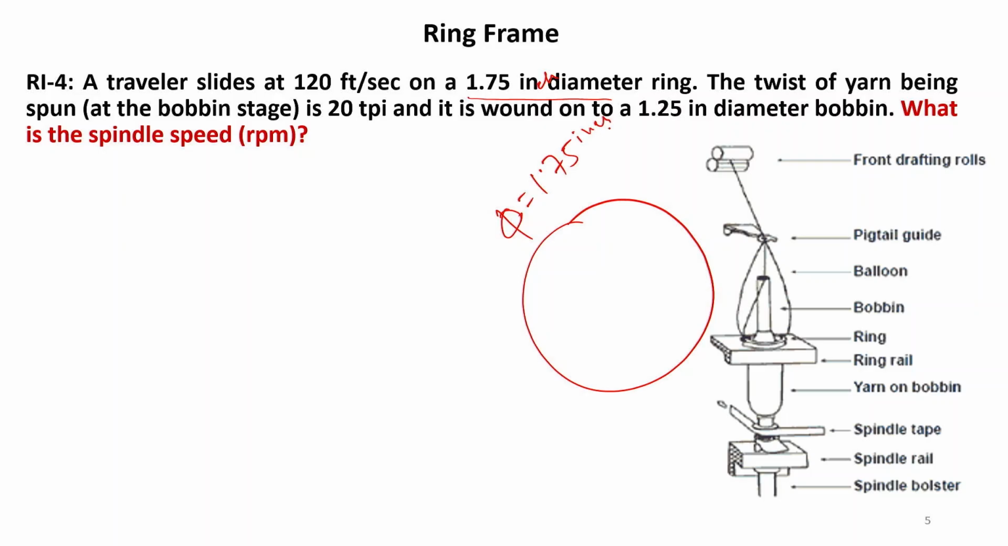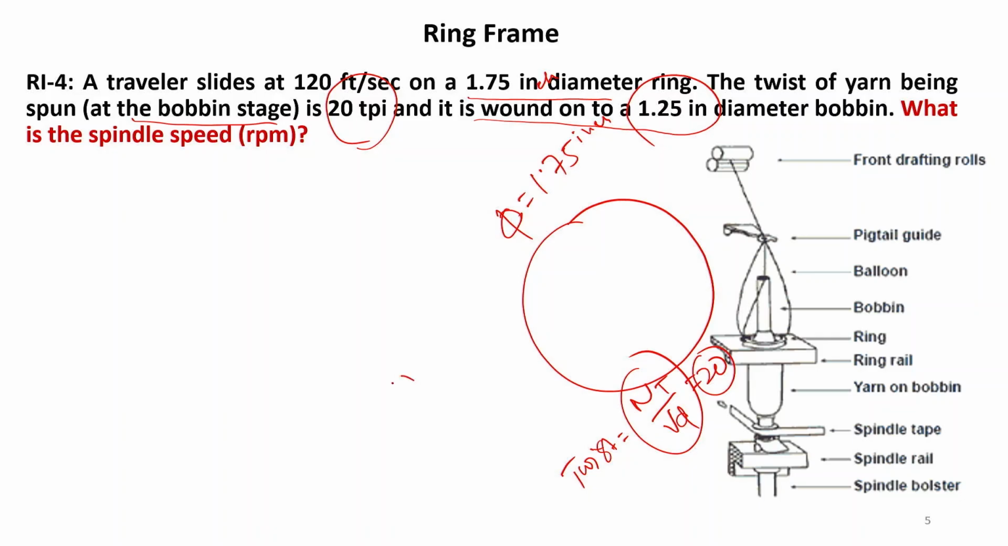The twist of the yarn being spun at bobbin stage. What we are trying at bobbin stage: from our earlier discussion, twist will be Nt by delivery speed. At bobbin stage it is 20 TPI and it winds on the bobbin, where the diameter of bobbin at that point is 1.25 inch. What we have to calculate is the spindle speed.